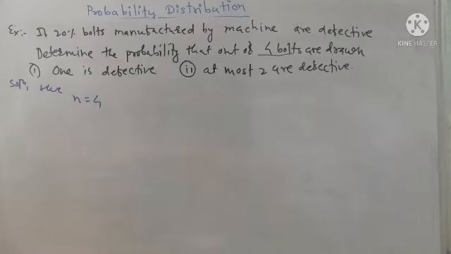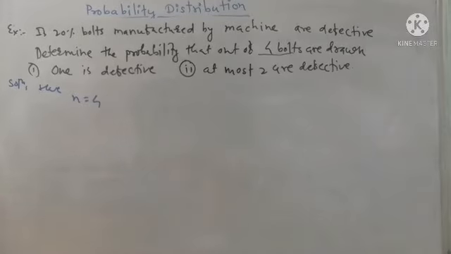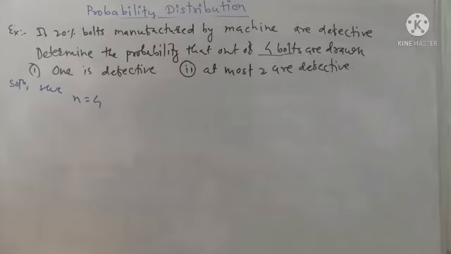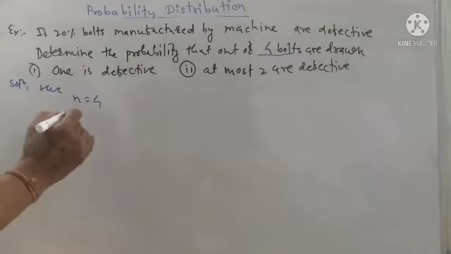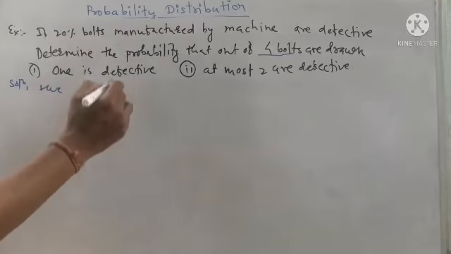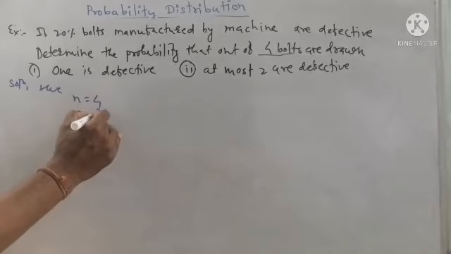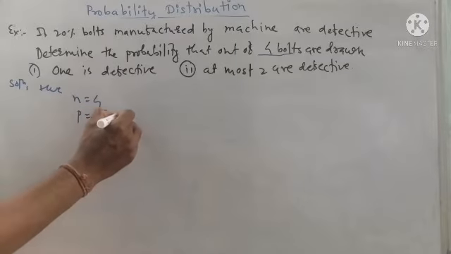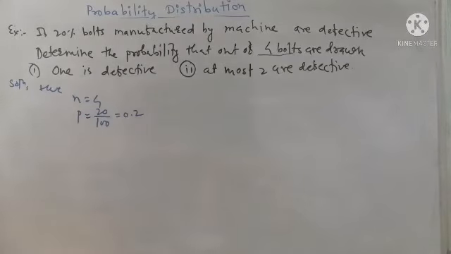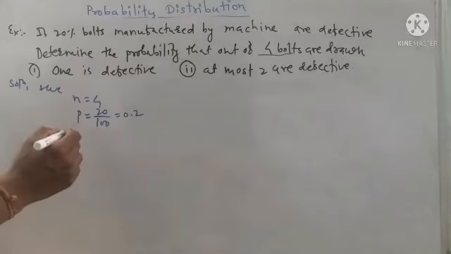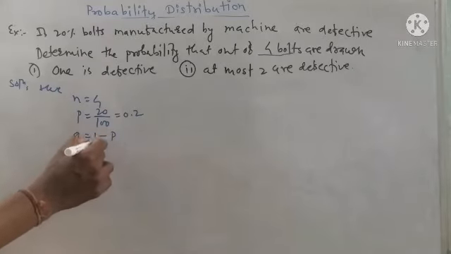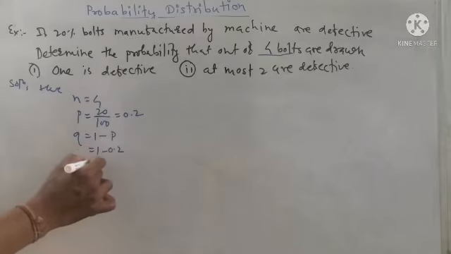Now the bolt will be defective or non-defective. Here a defective bolt is the event, and that means the probability of success is the probability of getting a defective bolt. Here p is given, 20% bolts are defective, that means 20% is represented by 20 by 100, which means 0.2. Here the probability of success will be 0.2, so q will be 1 minus p, by putting 1 minus 0.2 as 0.8.